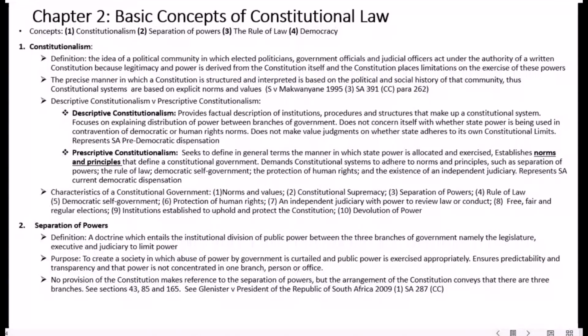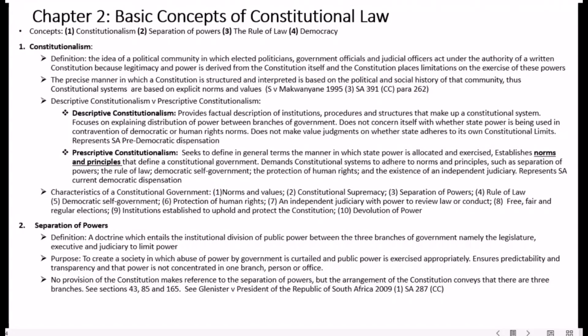It is a doctrine which entails the institutional division of public power between the three branches of government, namely the legislature, executive, and judiciary, in order to limit power. Its purpose is to create a society in which the abuse of power by government is curtailed and public power is exercised appropriately. It ensures predictability and transparency, and that power is not concentrated in one branch, person, or office. So it's basically to avoid abuse of powers, and it's an institutional division between those three branches of government.